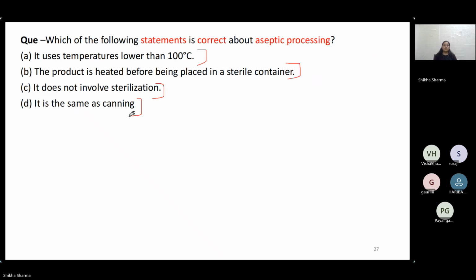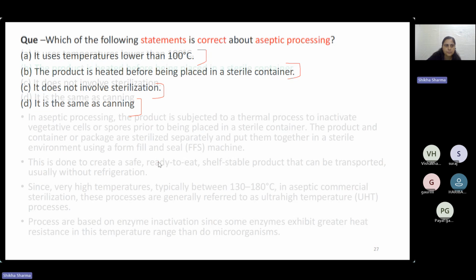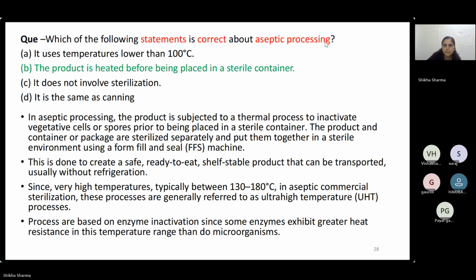So can anyone share his or her opinion? Please feel free to unmute and give the answer. Both is okay. We got 2 as B. Okay, let's see. B is the correct answer. Product is heated before being placed in a sterile container.